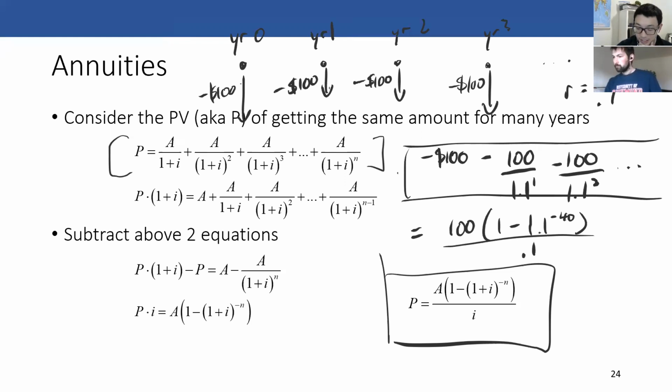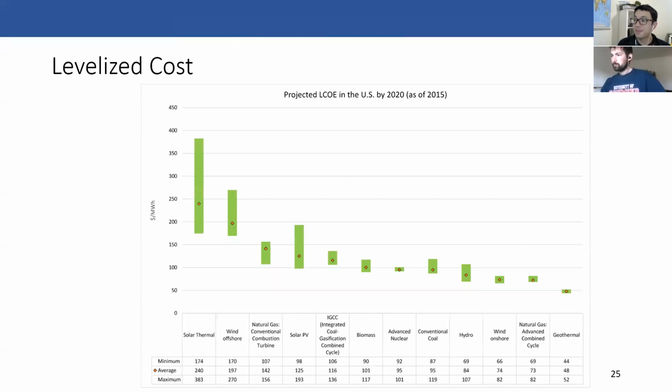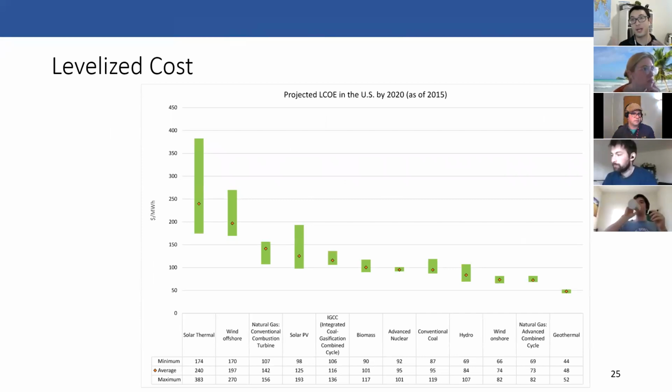Okay, let's get back to it. I have shown you guys a chart like this in a previous lecture. This is what is known as the levelized cost of energy. Again, this is one way that people have attempted to directly compare costs between different power production technologies. Let's dive into what this exactly represents.